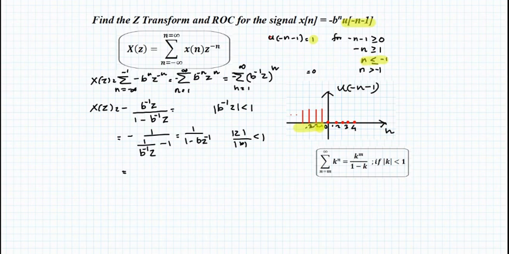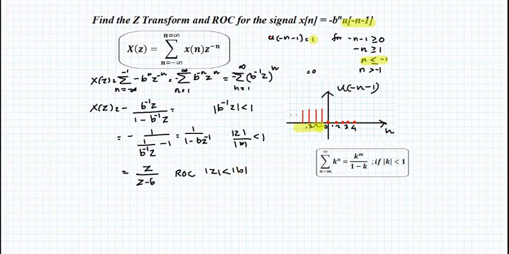Or if you rearrange this, if you take this z raised to minus 1, then it becomes z by z minus b. And in the ROC, region of convergence, you can write modulus of z less than modulus of b. So we got z by z minus b, ROC modulus of z less than modulus of b.